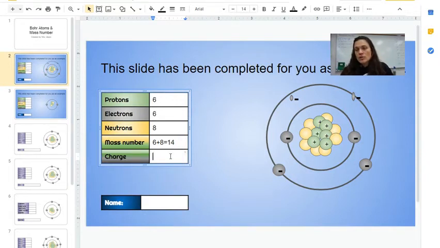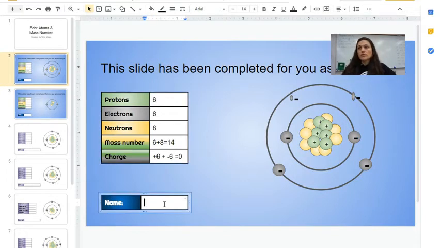Then the charge is going to be the difference between the electrons and the protons. So I have 6 protons, so a positive 6, plus, and electrons are negative, a negative 6. If you add together the positives and the negatives, making the protons actually positive and the electrons actually negative, that will give you the charge. So this one's got a charge of 0. Equal number of protons and electrons give you a 0 charge.